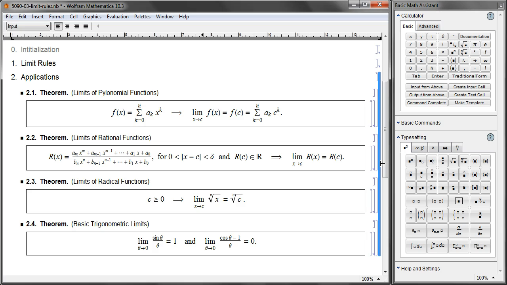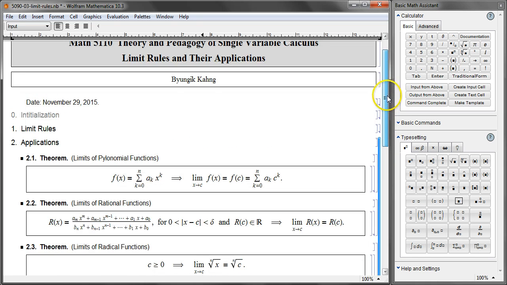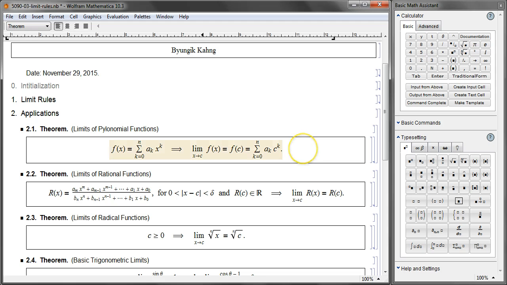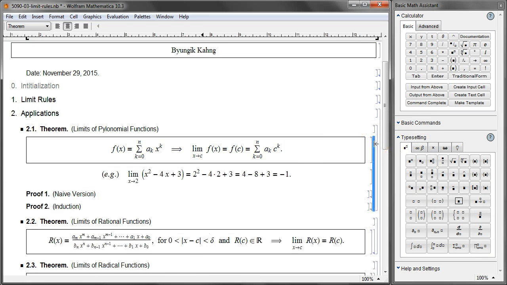Okay, here we go. Here are some applications. Limits of polynomials. If you have a polynomial function, the limit is just the function value at c, just like plugging in. Here's an example. When x is approaching 2, for x squared minus 4x plus 3, we can simply plug in and do the computation and everything works.